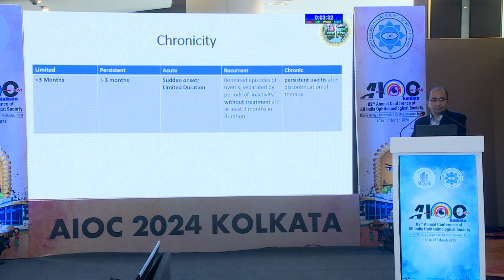Then the duration of the disease: whether it is limited, less than 3 months, or persistent, greater than 3 months, whether there has been an acute onset or a chronic disease. Again, in cases of HLA-B27, the patient will know exactly the day and the time when the disease started. This is how we can probe into the history and arrive at a case profile of the patient.